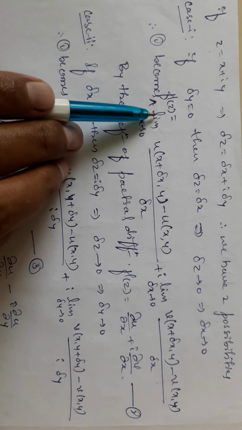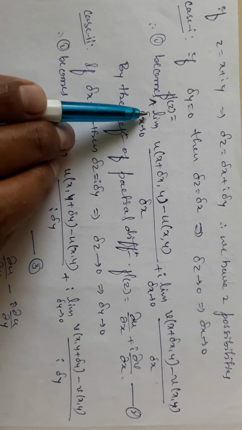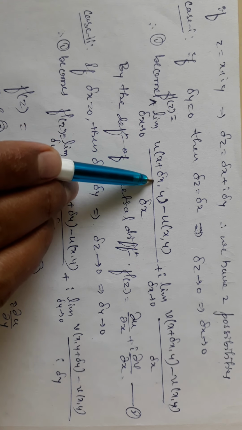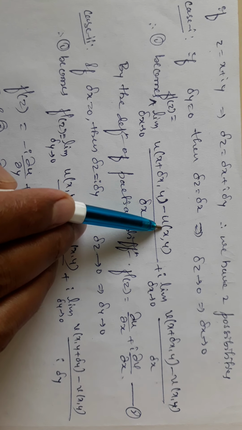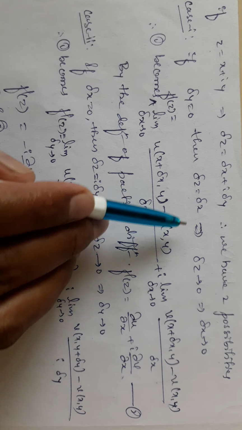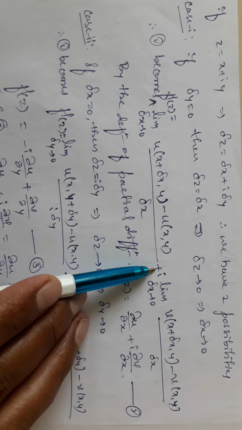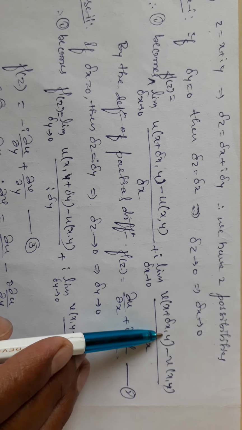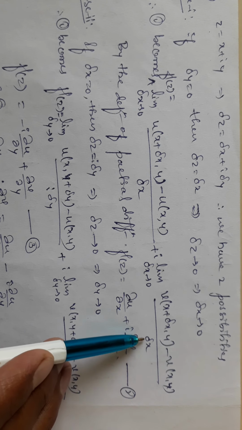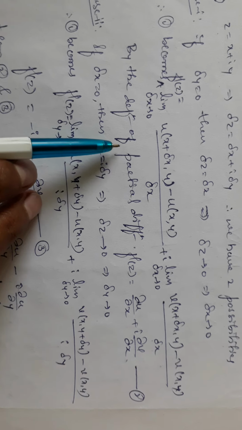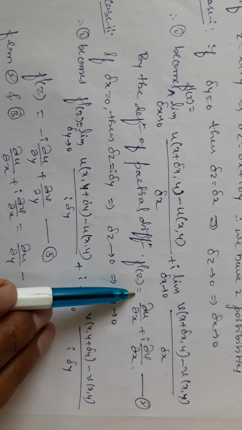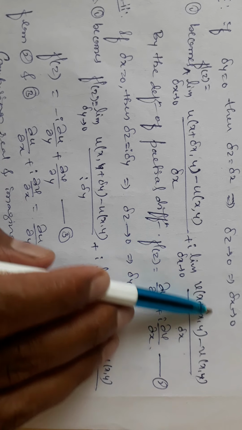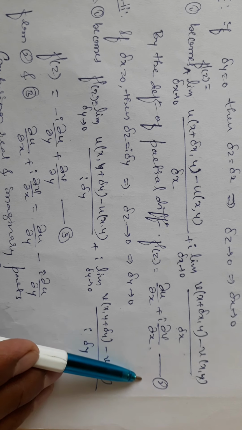Therefore, equation number 1 becomes f dash of z equal to limit delta x tending to 0, u of x plus delta x comma y minus u of x comma y, because here delta y is 0, plus i into limit delta x tending to 0, v of x plus delta x comma y minus v of x comma y divided by delta x. By the definition of partial differentiation, the above equation becomes f dash of z equal to dou u by dou x plus i into dou v by dou x. I can call this equation number 2.